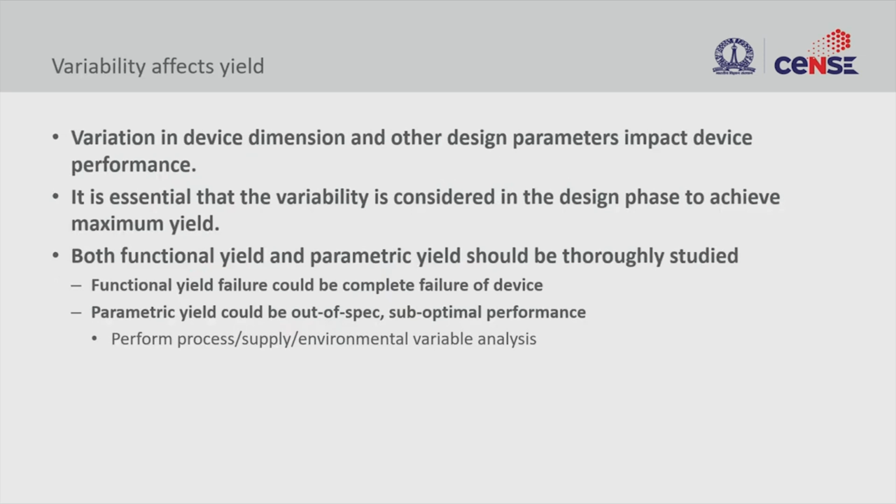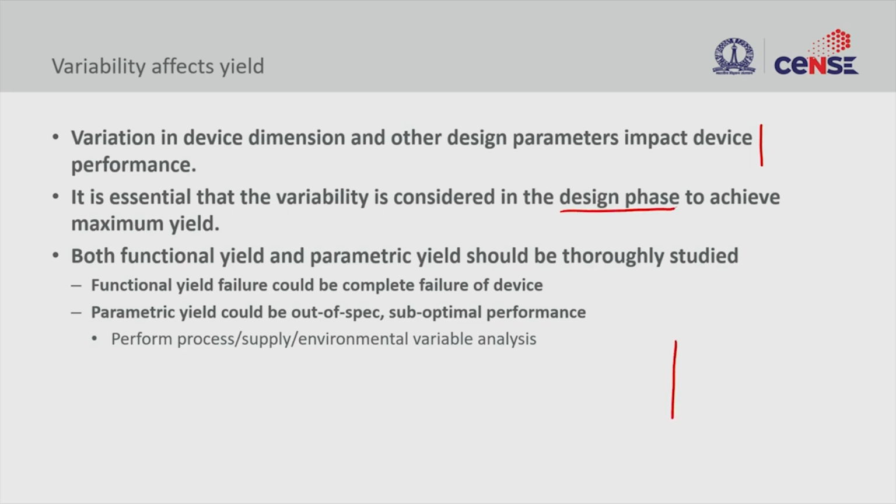So this variability also affects yield, right? This is a very important point. Variability in dimension or any other design parameter impacts the device performance, right? So this is all known. So this is not new, right? So whether this impact is terminal or not is the question, right? So when you are looking at variability, we should use that variability during the design phase itself.